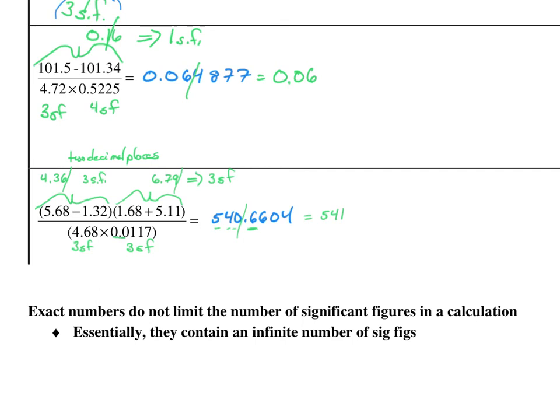We will be soon moving on to problems that involve exact numbers. Now, in terms of significant figures, exact numbers don't affect sig figs, so you can just ignore the exact numbers in terms of determining the sig figs in your final answer. And the reason for that is they essentially contain an infinite number of sig figs because they're known with absolute precision.